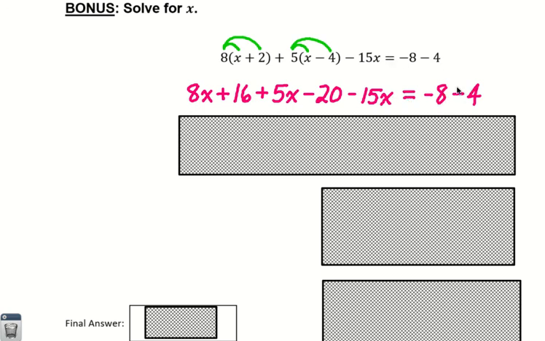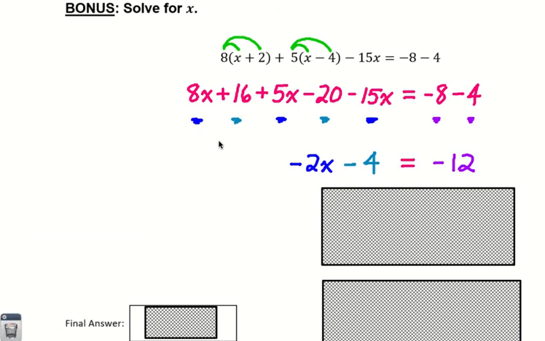I wouldn't blame you if you combined those in your first step, but I'm going to do that here, where I look for all like terms that are already on the same side to combine. So this negative 8 minus 4 becomes negative 12. Over here we have 8x, 5x, and negative 15x that will all combine to be negative 2x. On the left side we have a plus 16 and a minus 20 that combine to be minus 4.